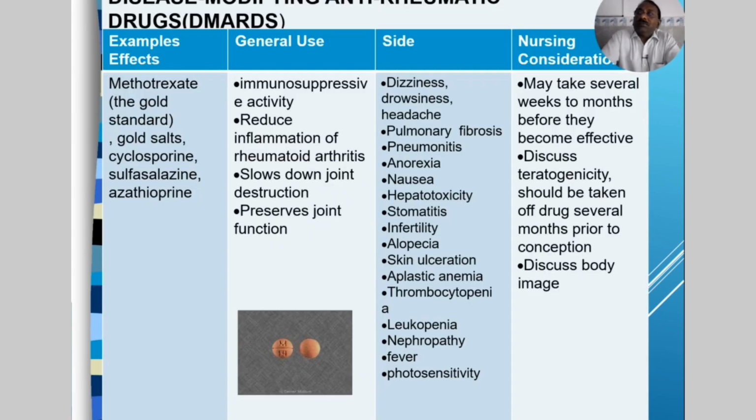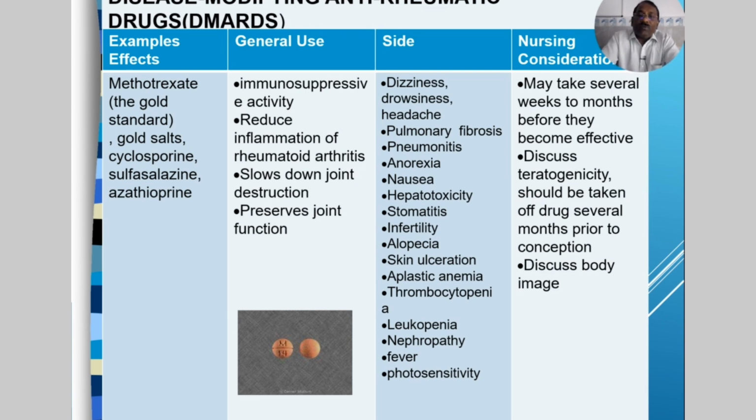So methotrexate, the gold standard, gold salts, cyclosporin, sulfasalazine, azathioprine, etc. They have immunosuppressive activity. They reduce the inflammation. They slow down joint destruction and preserve joint function. These two are very important things: slows down joint destruction but preserves joint function. See the lot of side effects, almost like steroid side effects: dizziness, drowsiness, pulmonary fibrosis, pneumonitis, anorexia, nausea, hepatotoxicity, stomatitis, infertility, especially with sulfasalazine, which reduces the sperm count, alopecia, skin ulcerations, aplastic anemia, bone marrow suppression, thrombocytopenia, leukopenia. These are all because of bone marrow suppression.